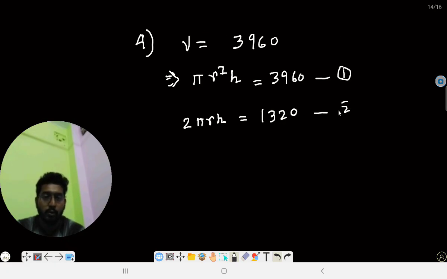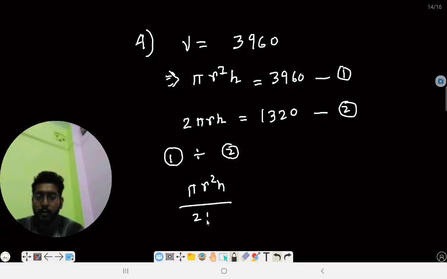This is equation 2. Now from these two we have to solve and find the value of r and h. So first I am dividing 1 by 2. If I divide, this one will come pi r square h divided by 2 pi r h equals to 3960 divided by 1320.